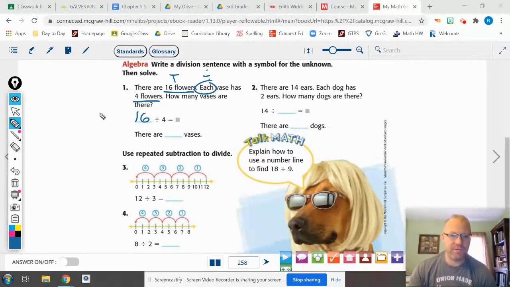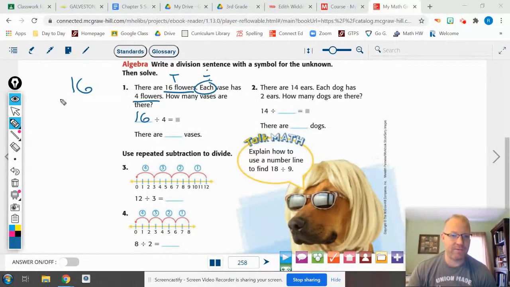So we can use repeated subtraction to divide. We'll start with 16, and we're going to go backwards on the number line. It's kind of hard to draw your number line in these books, so you might need a separate piece of paper. But your goal would be to have a number line, or you can just stack the numbers all the way down to 0. That's a lot of writing. Or you can just subtract by 4.